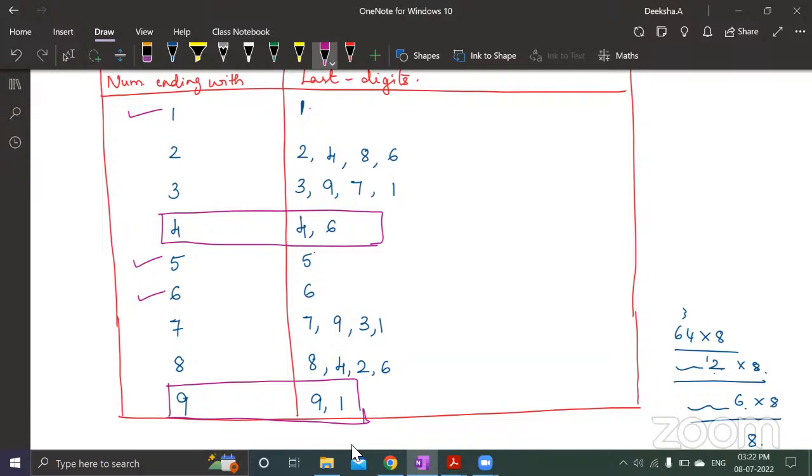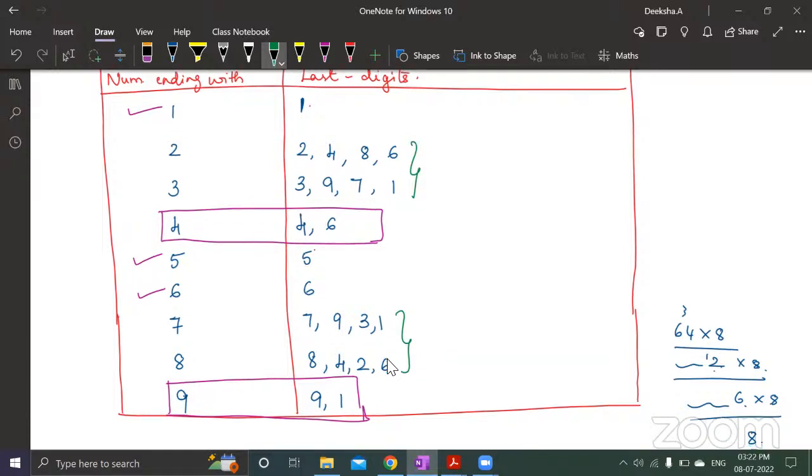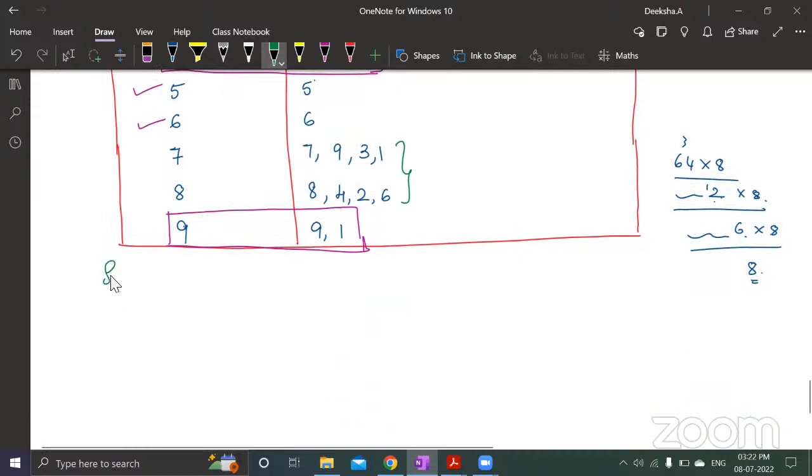Hope it is clear. For all the remaining numbers, that is 2, 3, 7, and 8, for these 4 digits, the different last digits possible are 4. Is this clear? So what is the summary?